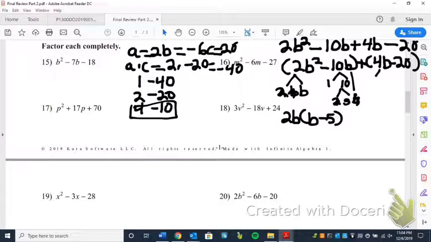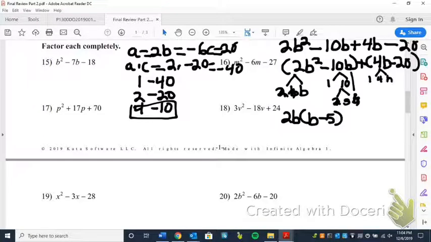Repeat that process with 4b and negative 20. Now, by this time you should see that when we look ahead, the next step says factor out the common binomial. That means we need a common binomial. Because we just got done and we have a 4b times b minus 5, we know that when we get done with this second set, we really should end up with a b minus 5.